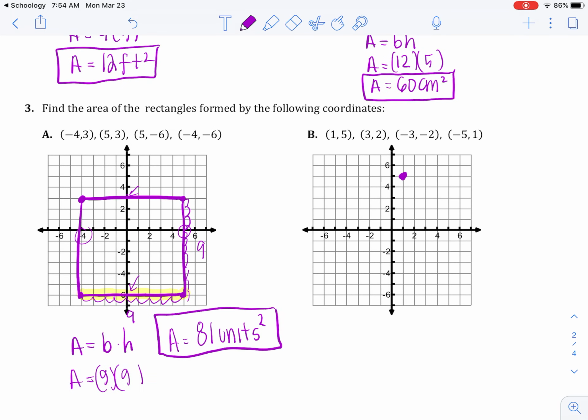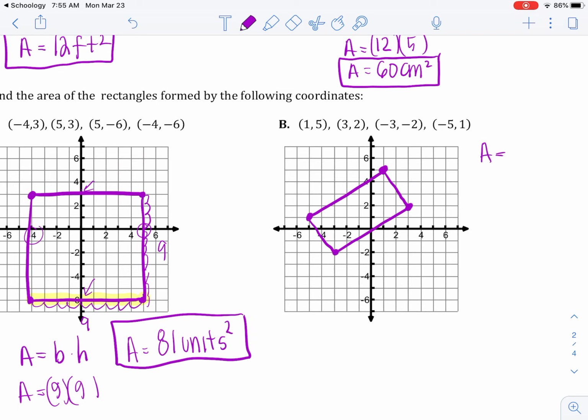All right, next one, you should already have it graphed, so if you don't, please pause the video and start graphing it. 1, 5, 3, 2, -3, -2, -5, 1. Go ahead and connect your 4 points to form your rectangle.